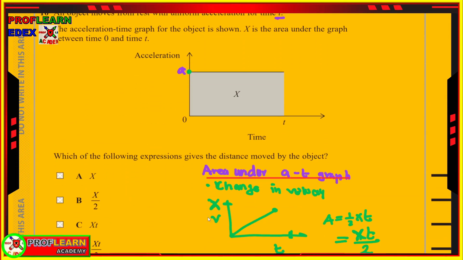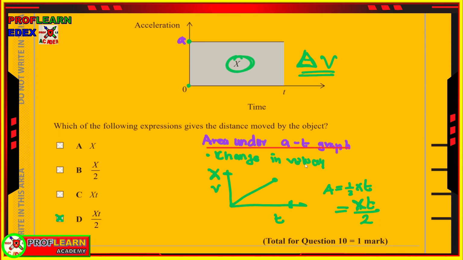Now, something you need to appreciate is that the area under the acceleration-time graph represents the change in velocity. In that case, if x is the change in velocity, and assuming that this is starting from 0, we can come up with a velocity-time graph. Area under the graph represents the change in velocity. I have already opined that. Change in velocity for this case will be 0 to x, in the time t.